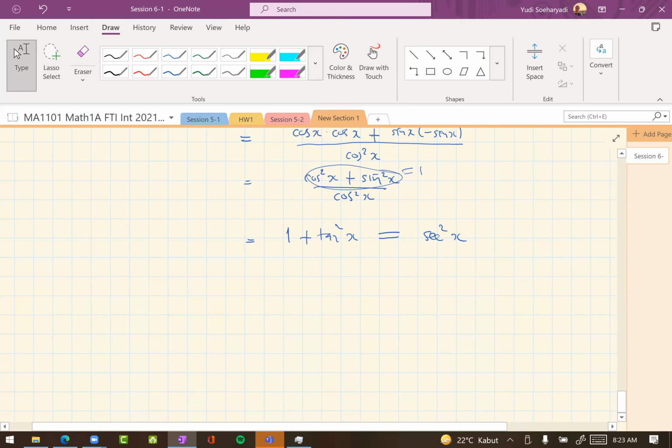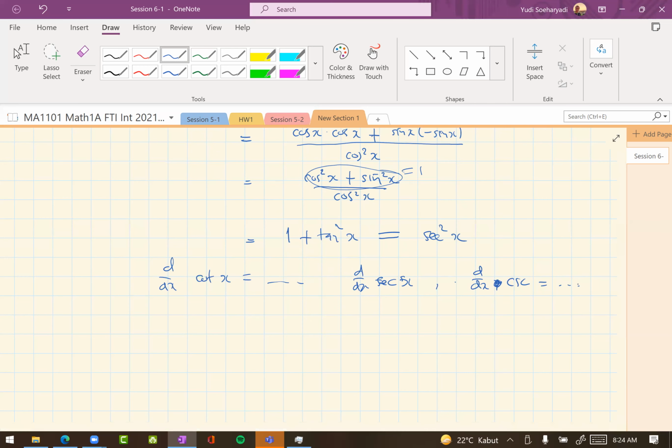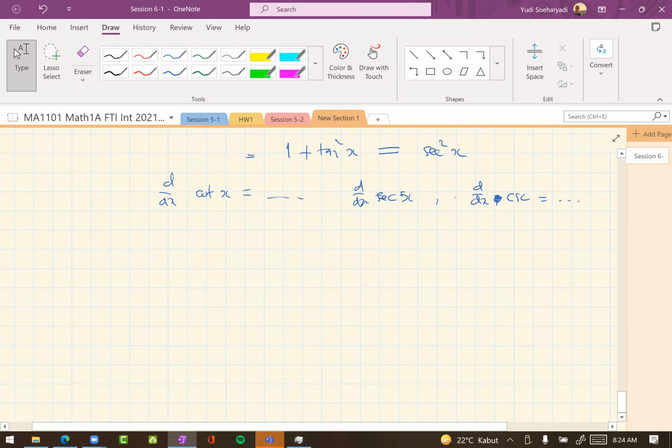All right, so you can find the derivative of cotangent of x, derivative of secant, derivative of cosecant. Sorry. Okay. All right. So now we can combine this using all these derivative rules for derivative.